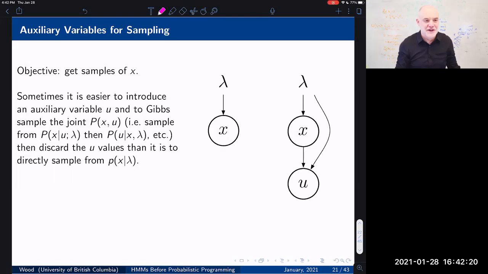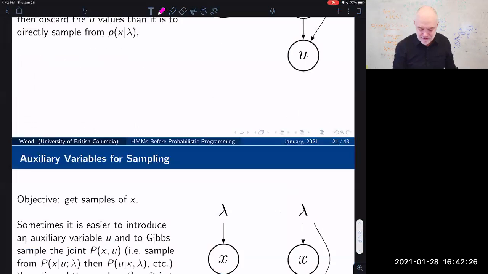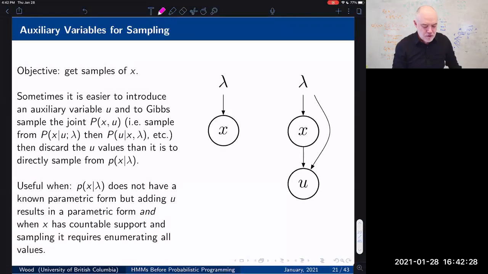than it is to sample directly from P of X given lambda, okay? I see Vasilios rolling his eyes like, what, huh? So just take it on faith for the moment, right? That this makes sense, okay? So this can be useful when P of X given lambda doesn't have a known parametric form, but adding u results in a parametric form, or P of X given lambda is something that you only know up to a normalization constant, but you can smack a term on the front of it such that it becomes a normalized distribution, and then you can sample from it. There are all sorts of reasons why you might do this.